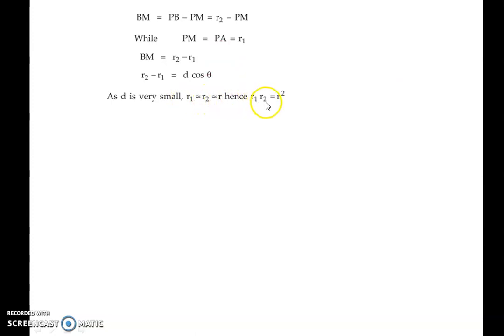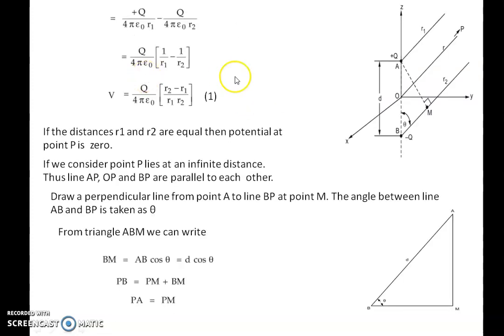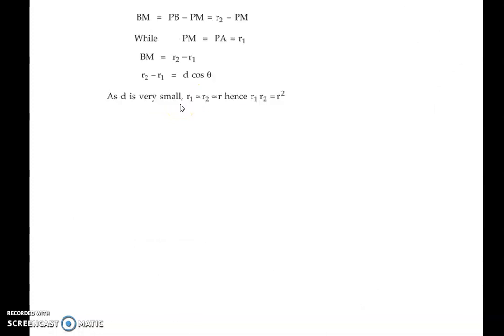I can write R1 into R2 as R square. So I will substitute R2 minus R1 equal to d cos theta, and R1 into R2 equal to R square, in equation 1. So I will get V is equal to Q by 4 pi epsilon naught. Instead of R2 minus R1 I have substituted d cos theta, and instead of R1 R2 I have substituted R square. So I will get V is equal to Q by 4 pi epsilon naught into d cos theta by R square.